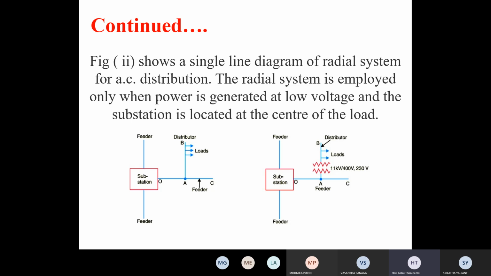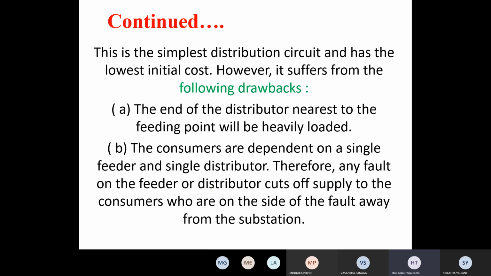Why? Because this transformer is nearer to our houses. These are our houses, with different loads. Tappings are there at the distributor; in the feeder there are no tappings. You cannot directly supply consumers from the feeder; you can take the supply from the distributor only. Suppose any problem occurs at any point of the line, the total system will be shut down.